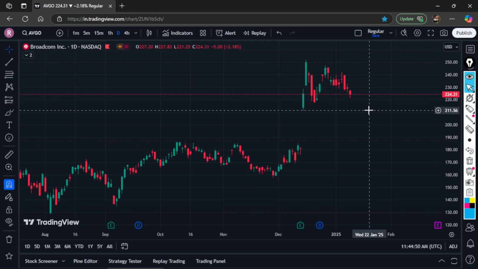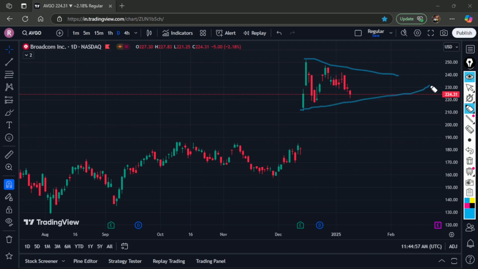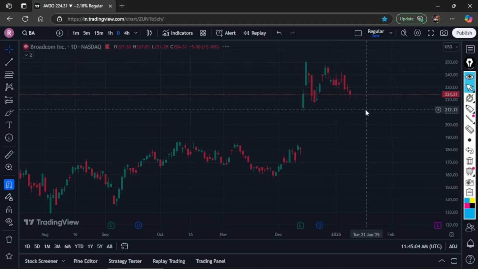And now in AVGO, as we can see here, it was in a triangle, so we are just going to wait here and see how it unfolds over the next few sessions.